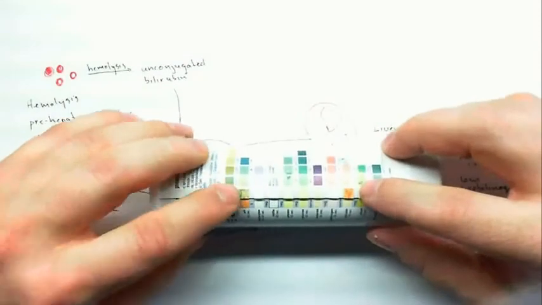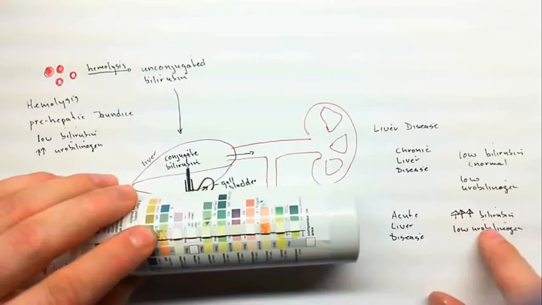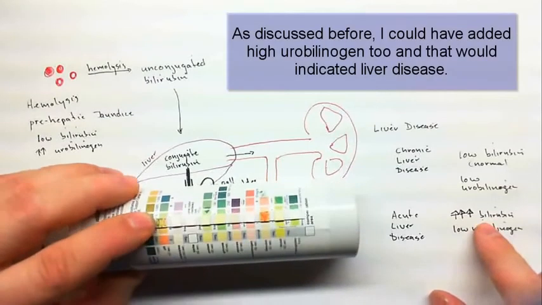The last strip I have, I'm trying to just color in that this is not a low pH. This high bilirubin would indicate acute liver disease.